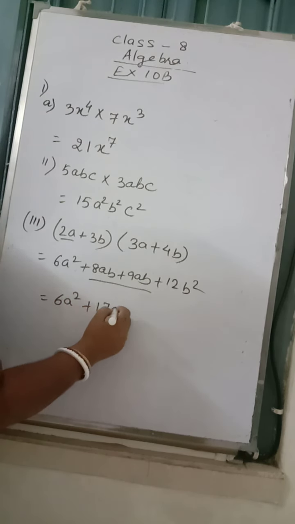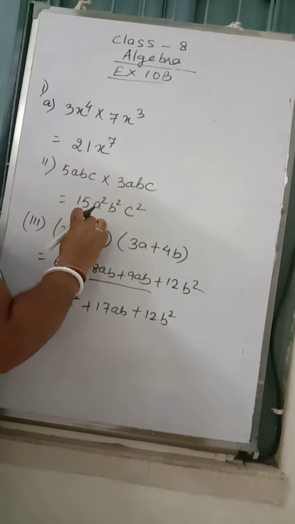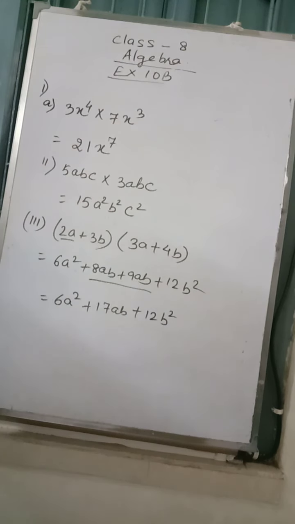So when multiplying binomial by binomial, you have to take the first term and multiply both the terms of the second expression, then take the second term and again multiply both the terms of the second expression. Then the like terms you have to add up. In the case of this multiplication, you must keep the sign in mind. You can see the next one.